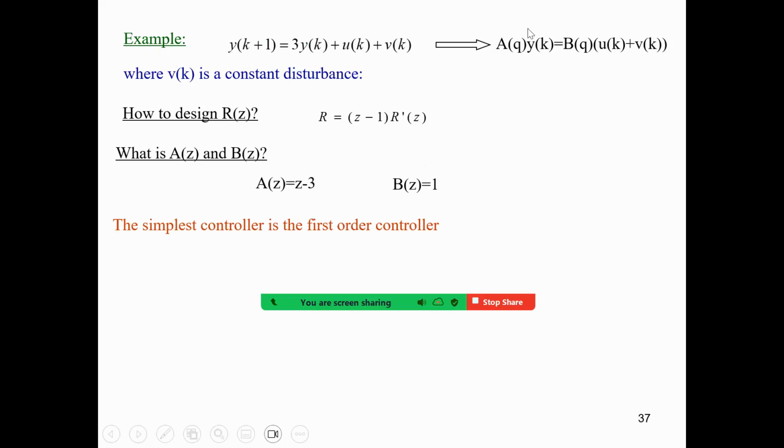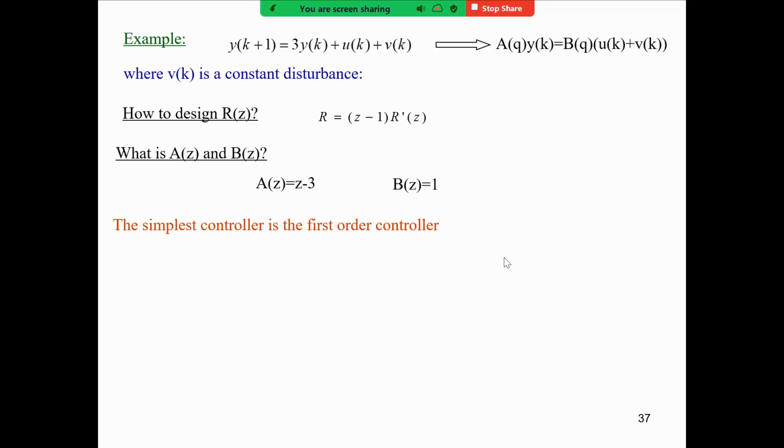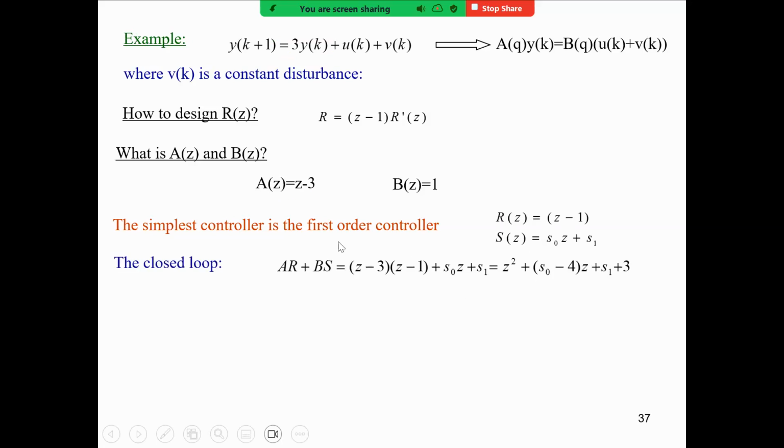Okay. Then we say the simplest controller is the first order controller. But for the first order controller, of course, R is already fixed. So we only need to design S. Just plug it in. So we have (Z minus 3) times R plus B, which is 1, times S. So then we have a second order polynomial. There are two coefficients, but also we have two design parameters, right? We can easily match any desired second order polynomial. Okay? Can you match? Of course you can.